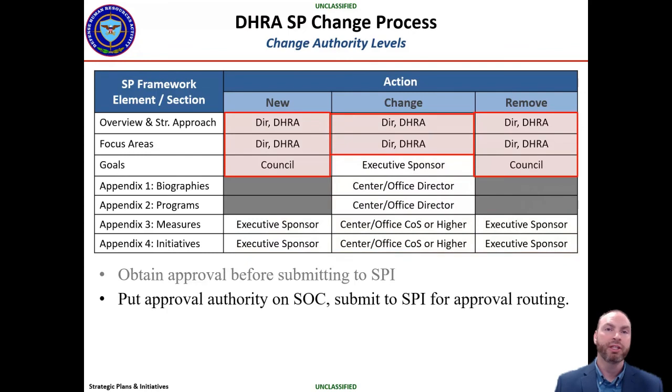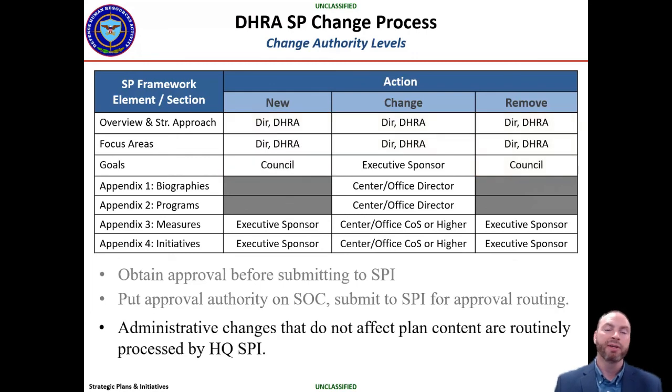If Director of DHRA, Council, or Board approval is required, submit the package to Headquarters SPI and the proposed changes will be routed as appropriate. Ensure your organization's Board or Council member can brief the proposed changes. Some administrative type changes are exempt from needing an approval authority before being incorporated into the strategic plan. For example, changes to update language to match current terminology or to correct grammatical errors. Please contact Headquarters SPI if you feel like you have one of these changes.